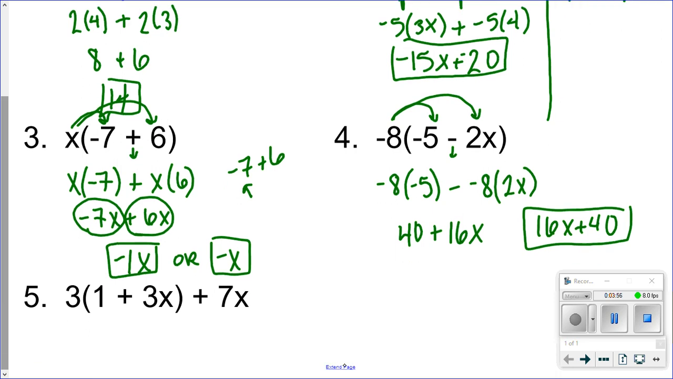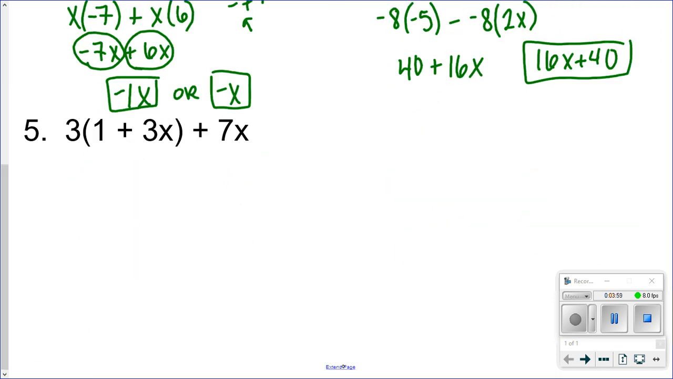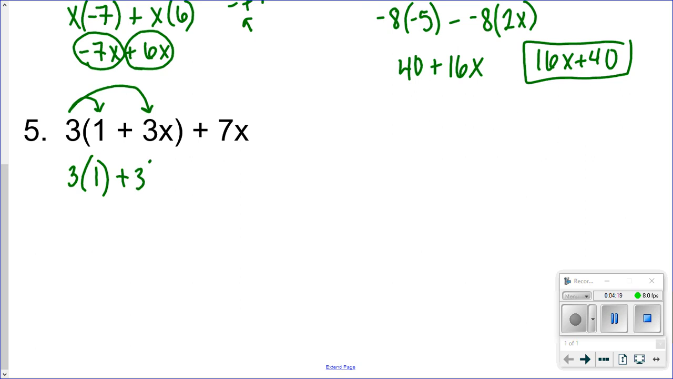Last problem. So when you get a problem like this, where you have to distribute and you have to combine like terms, always get rid of your parentheses first. So you're going to distribute first, so 3 times 1, and then 3 times 3x. So we're going to have 3 times 1 plus 3 times 3x, and then plus our 7x at the end. Go ahead and simplify. 3 times 1 is 3, and 3 times 3x is 9x, and plus our 7x.